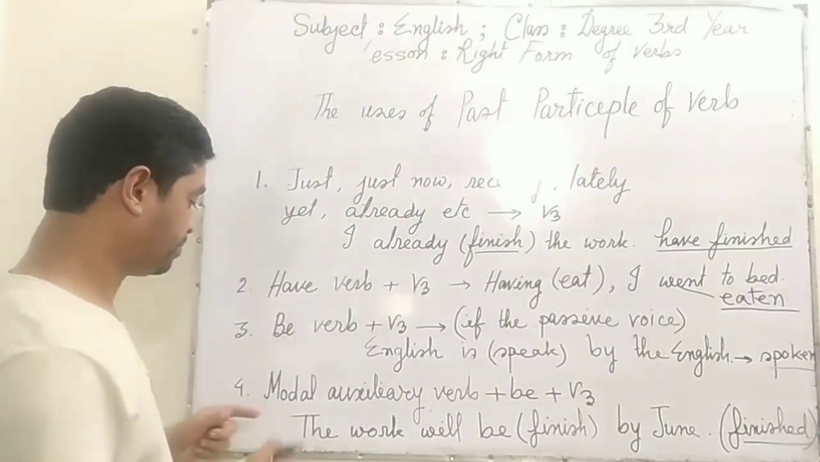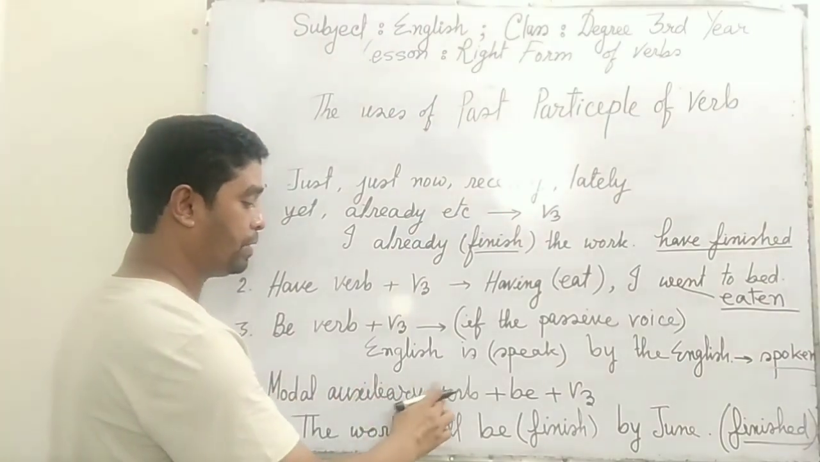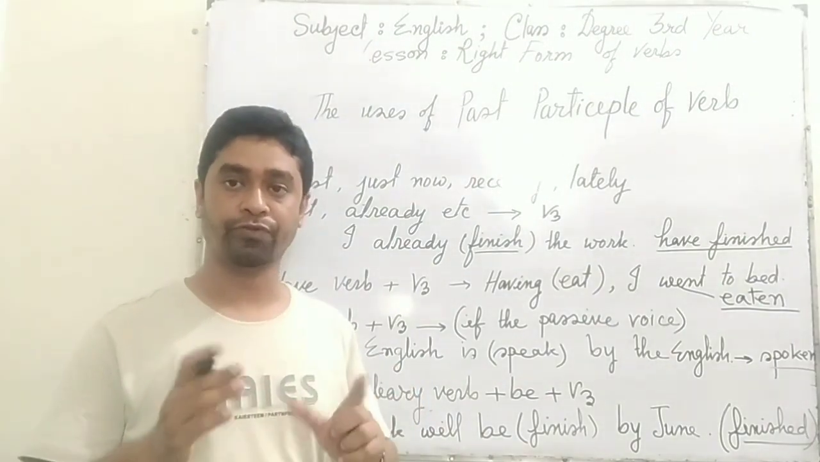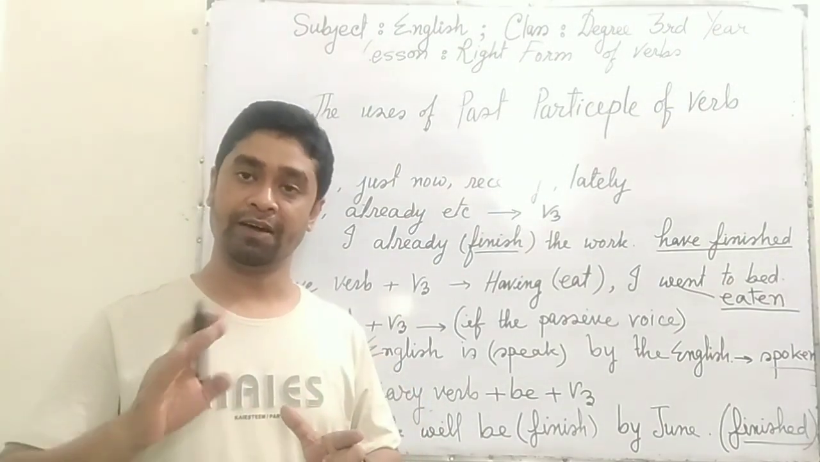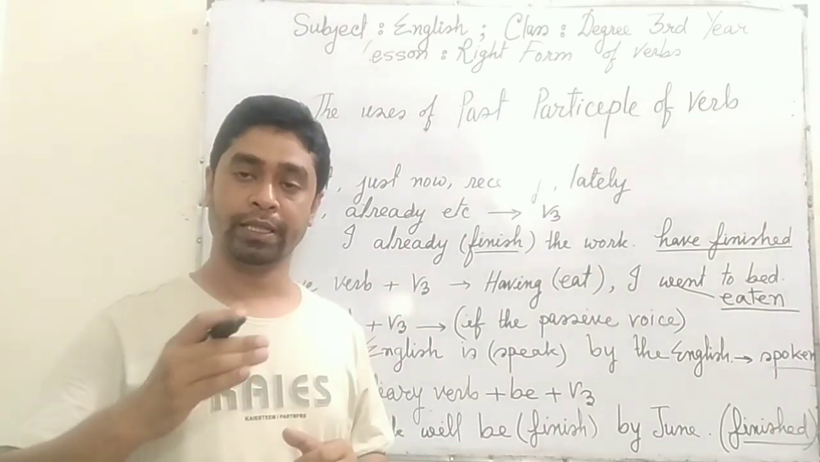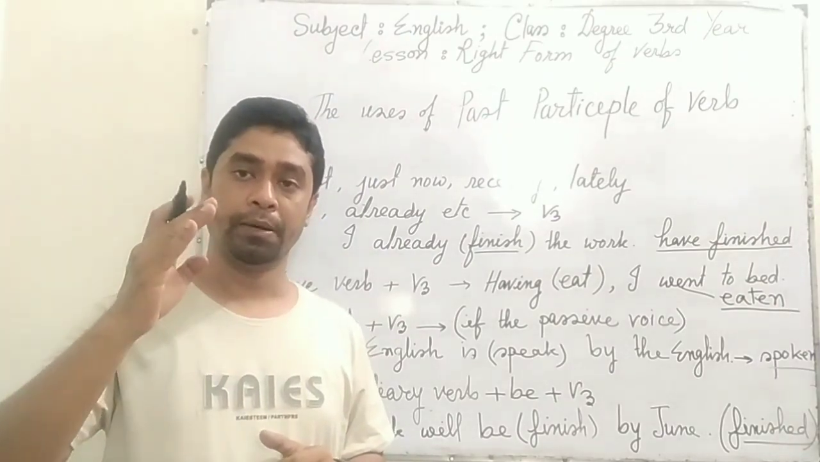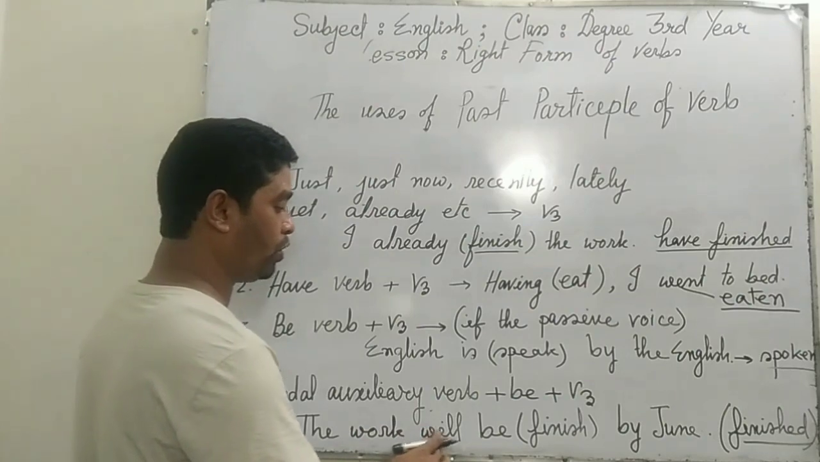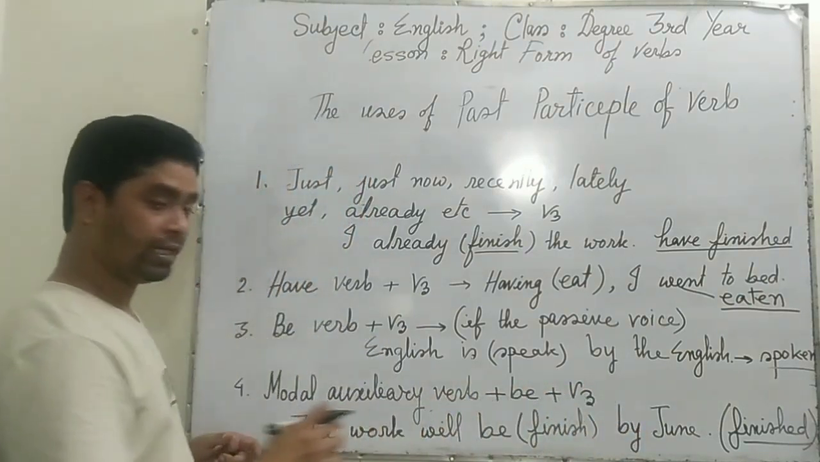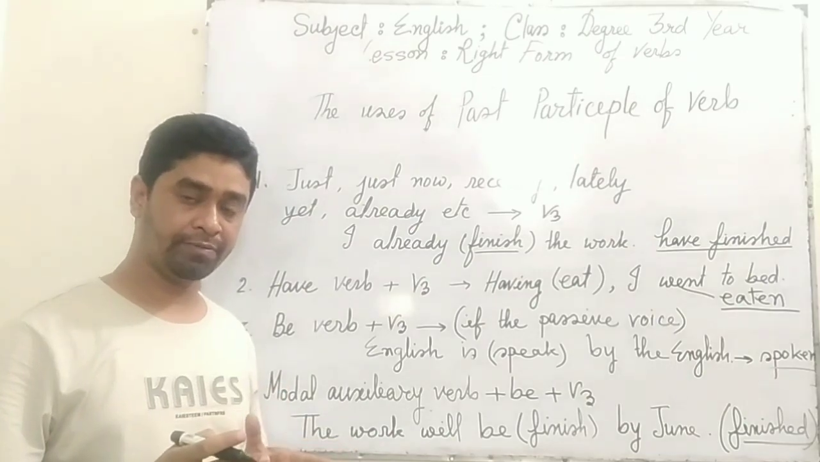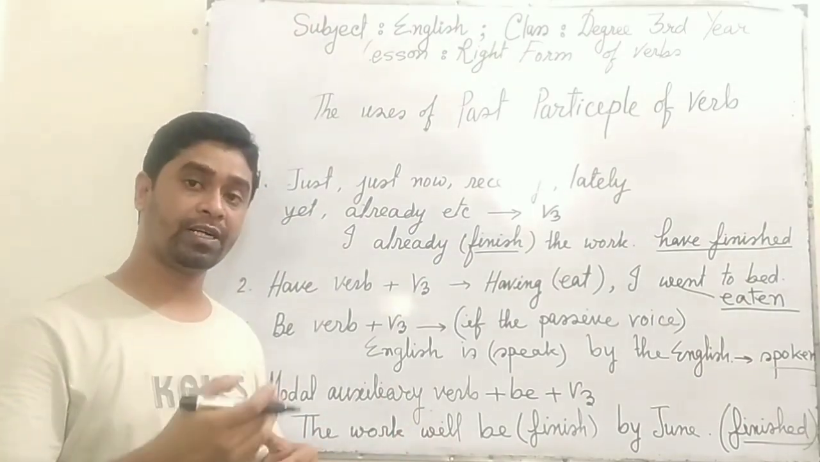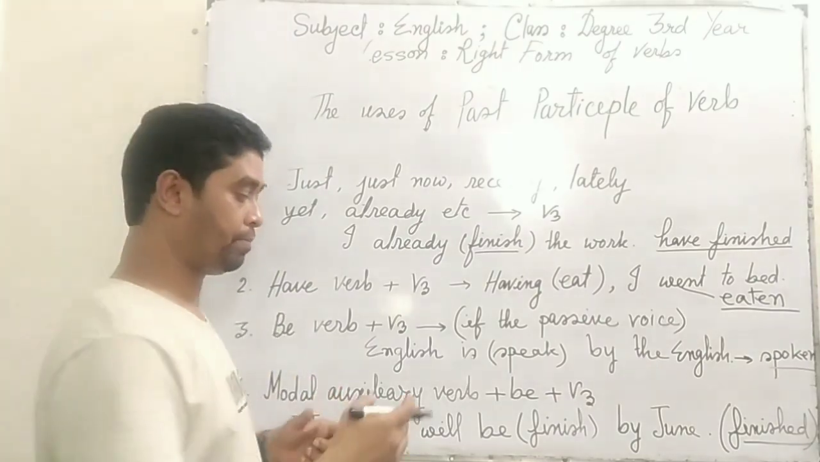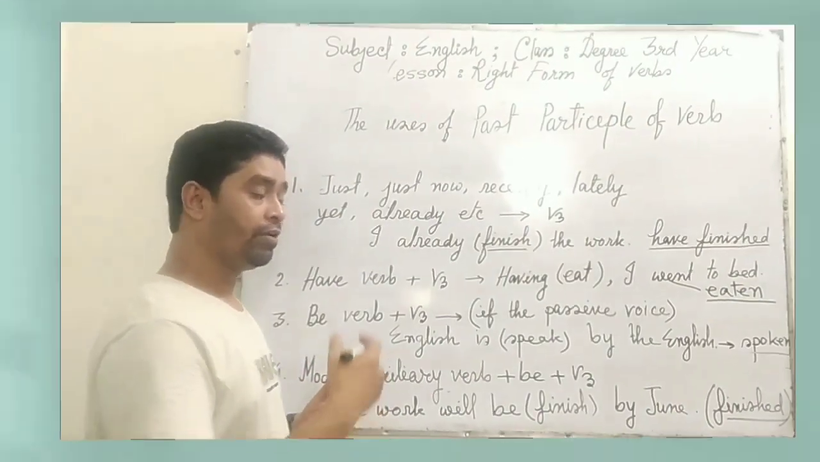Fourth, number 4. Modal auxiliary verb plus be plus V3. If in a sentence we find modal auxiliary verb, after that be, then we have to use the past participle of the main verb, such as the work will be finished by June. In this sentence we find a modal auxiliary verb, that is will, and after that be. So we have to use the past participle form of the main verb. That means the answer will be finished.